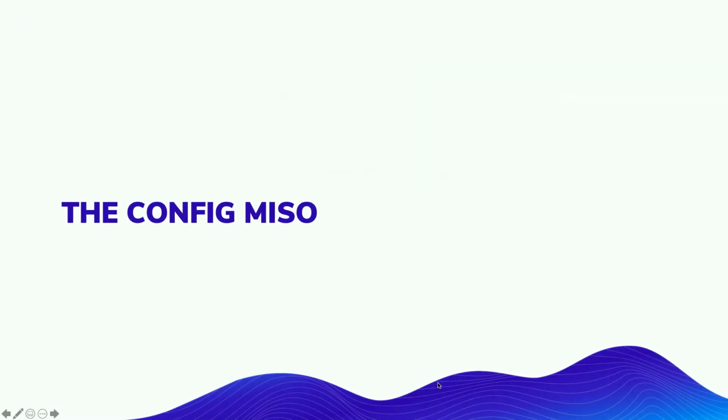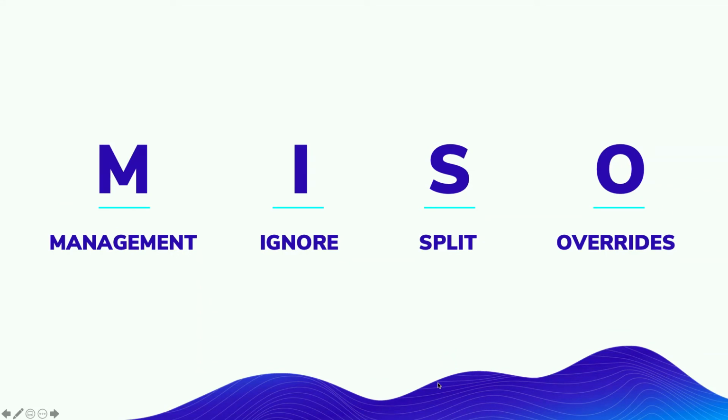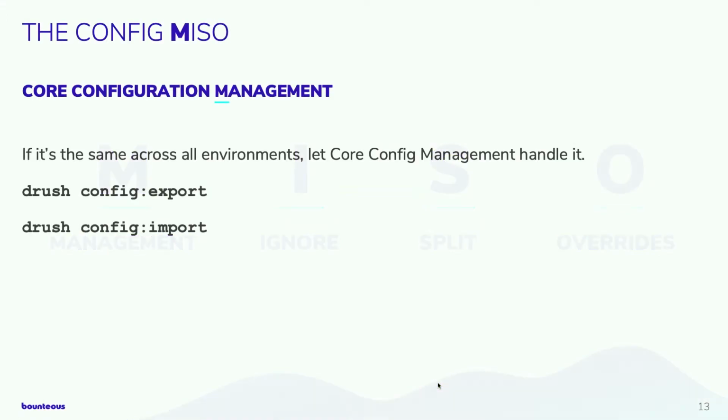So then, those are kind of like the tools, and then this is the kind of the implementation. I have this lovely acronym called MISO, just like the lovely soup. And these are the 4 kind of facets to getting your environments with different configuration. The first is core configuration management. Next is config ignore. Then we have config splits. And then we have config overrides, and we're going to walk through each of these.